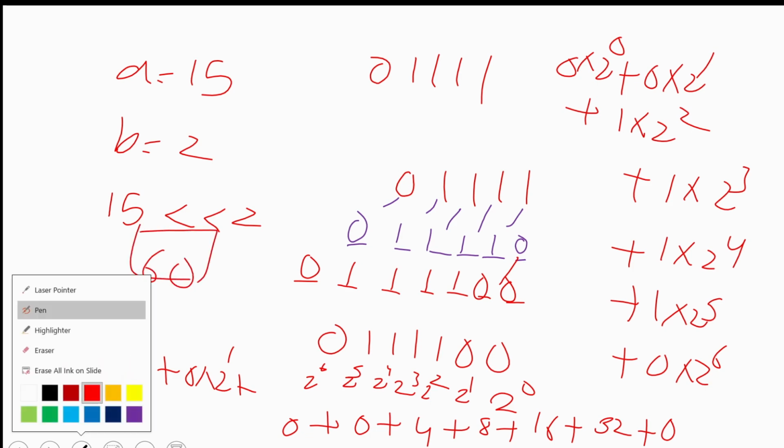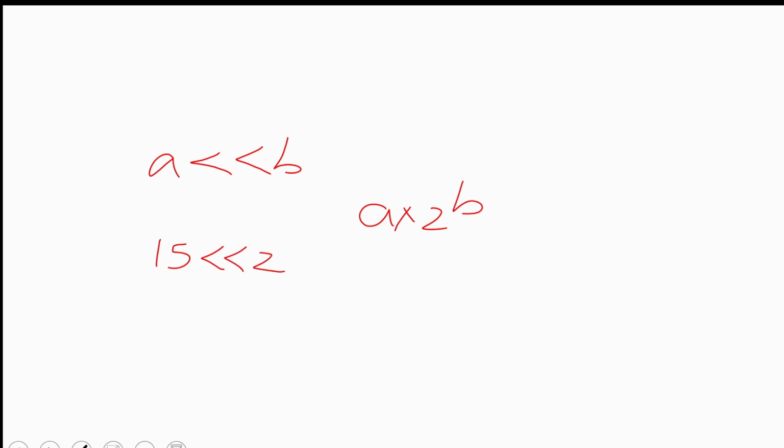So you can ask me, sir, how can we directly find the answer? You have A left shift B, then it is nothing but A into 2 to the power B. You have 15 left shift 2 times, which means A value is 15 and B value is 2. So 15 into 2 to the power 2 is nothing but 15 into 4. You will get the output as 60. So this is the way you will perform the left shift.